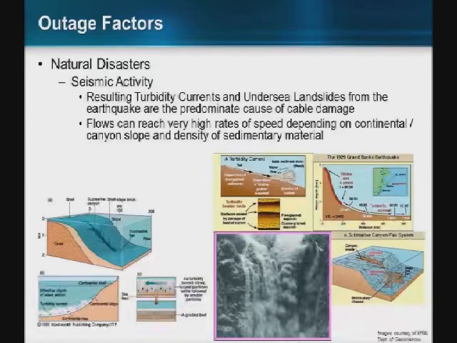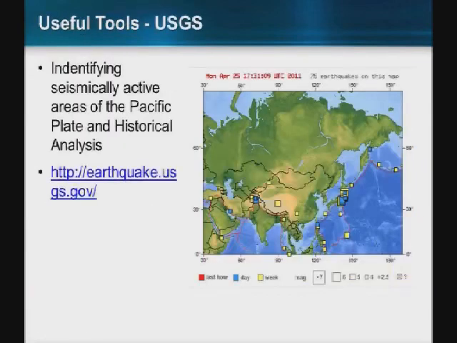So for outage factors, there's two types. There's natural disasters and typically external aggression. In summary, seismic activity tends to be the one that gets the most press. Seismic activity in an undersea earthquake typically triggers a turbidity current. That turbidity current can actually reach very high rates of speed, depending on the slope of the canyon as well as the density of the material, which basically takes everything out in its path, including undersea cables.